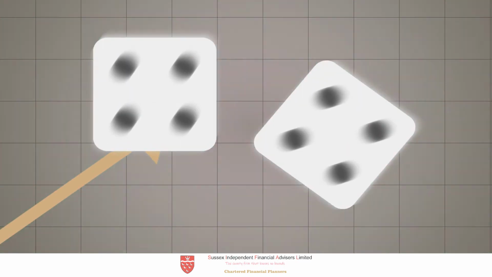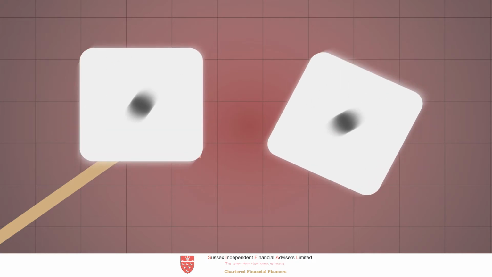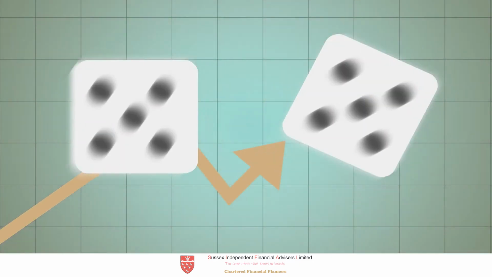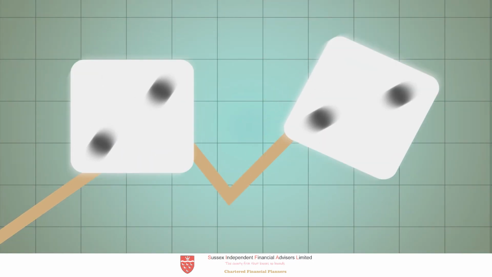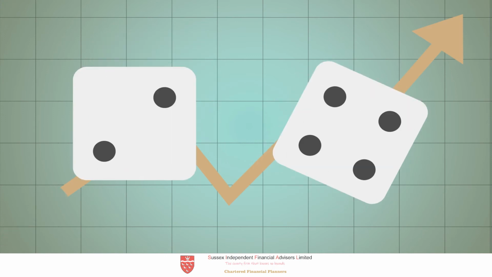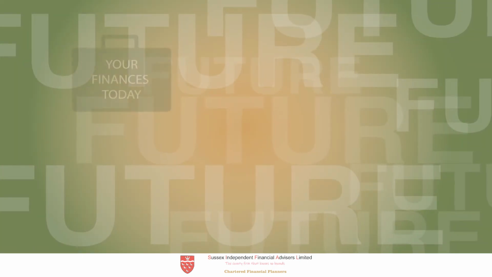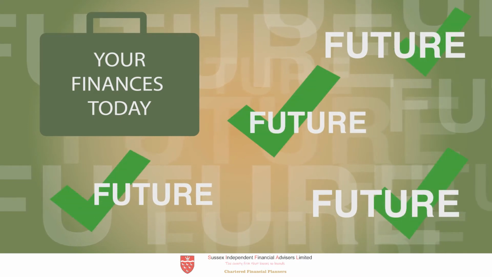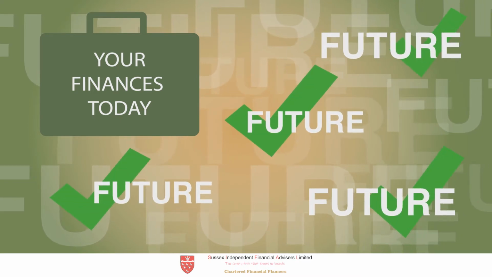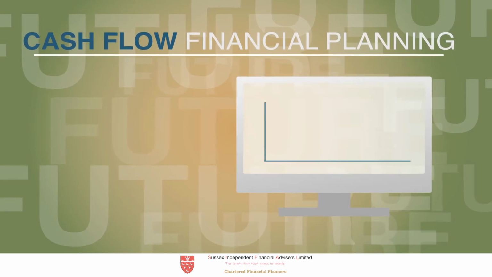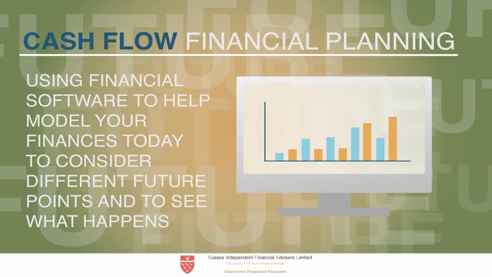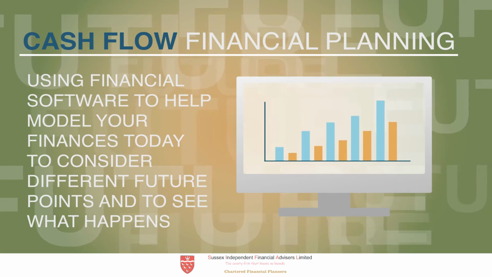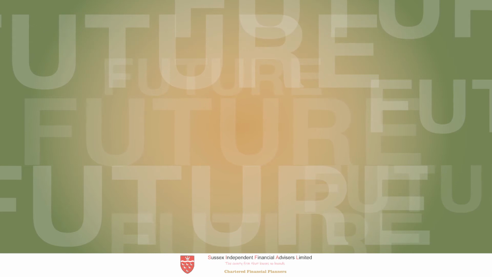Imagine your future finances require a 7, but actually, you get a double 1. That wouldn't be good, but now imagine your financial plans are able to preempt the varying potential outcomes. Modelling allows you to test your future financial assumptions against different scenarios, helping you prioritise and prepare. Cash flow financial planning is about using financial software to help model your finances from here to today, to consider different future points and to see what happens.